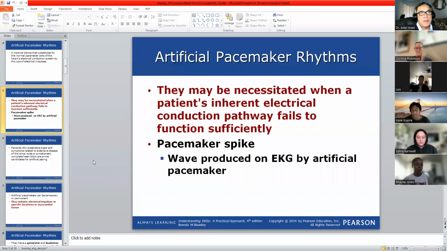So the artificial pacemaker, when the electrical conductive system fails to function sufficiently, like I told you before, will provide us with what we call the pacemaker spike. So this is very important. And what is the spike? It is the wave produced on EKG by the artificial pacemaker. So please save this definition. It is going to be questioned in the exam.